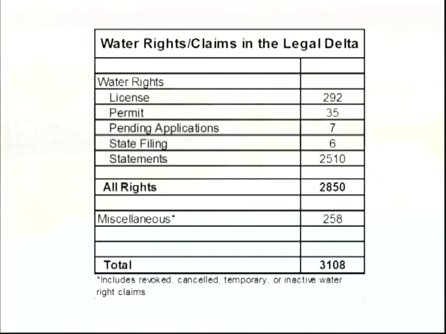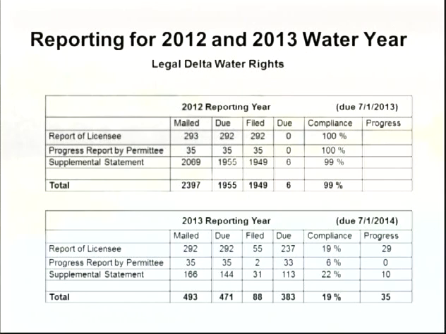the vast majority of water right claims in the legal Delta are not permittees and licensees of the State Board, but are rather people that hold riparian rights and pre-1914 rights, which you know, but I just wanted to emphasize that. The vehicle that we really use to provide this certainty and information about water use in the Delta is the reporting requirements by both permittees and licensees and people subject to the statements of water diversion and use program.